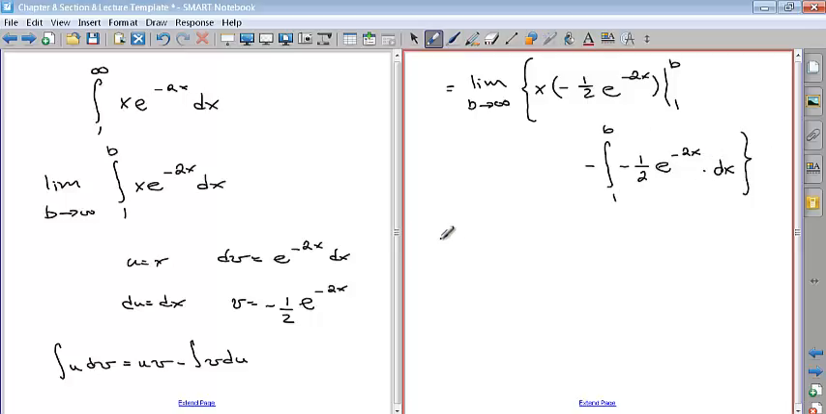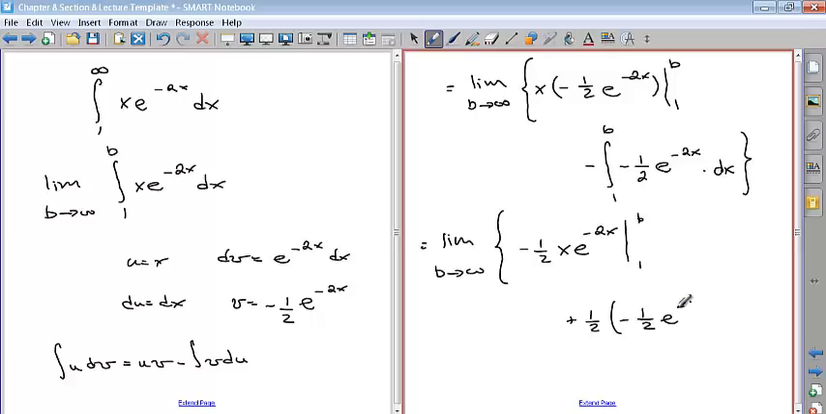So everything seems to be matching up. Okay, so the next thing we'll do is we'll integrate the second part. First part, we're just going to clean up a little bit. Negative 1/2 x e to the minus 2x evaluated between these two limits. The negatives will cancel out, so you'll have plus 1/2 times the integral of this, which we already did over here, which is negative 1/2 e to the minus 2x.